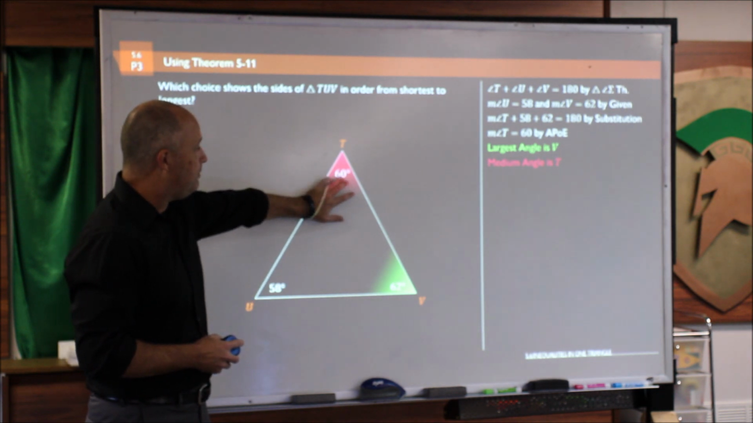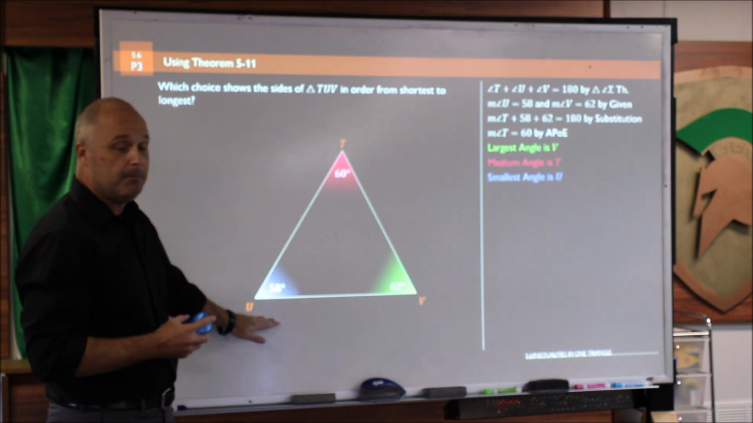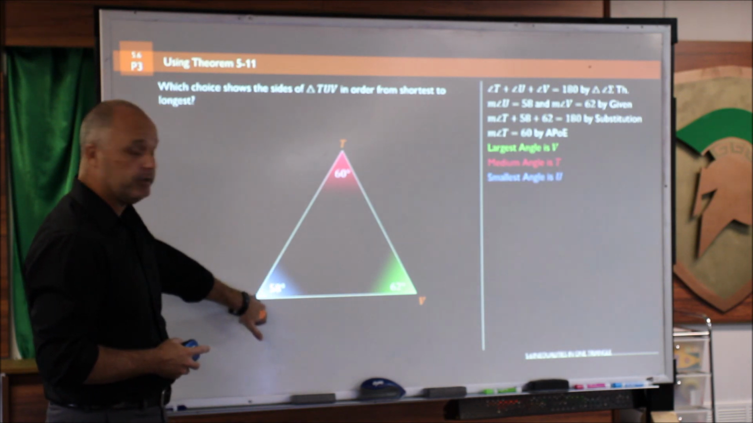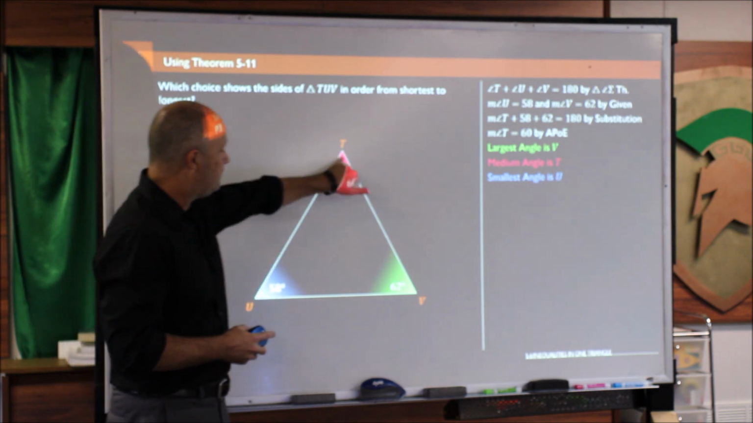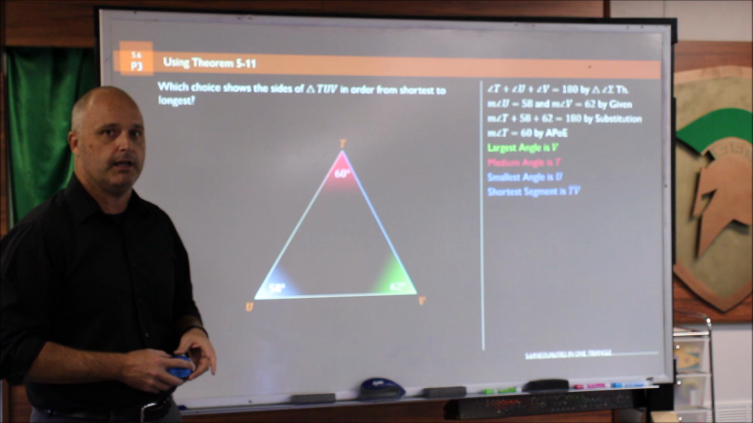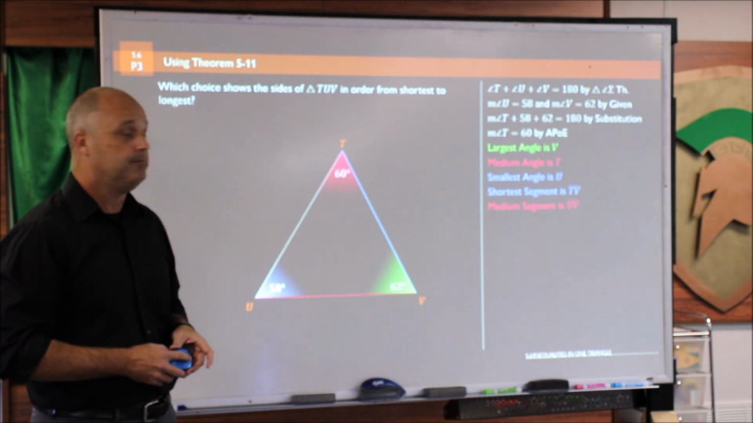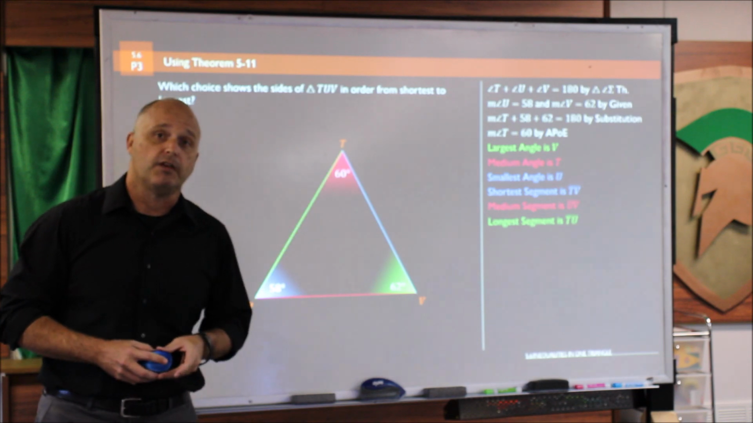Medium angle is T because it's 60 degrees, so that means that UV is going to be the medium side, and then 58 degrees is the smallest angle, so that means that TV is going to be the shortest side. So the shortest segment again is going to be segment TV. The medium segment is segment UV, and the longest segment is going to be segment TU.